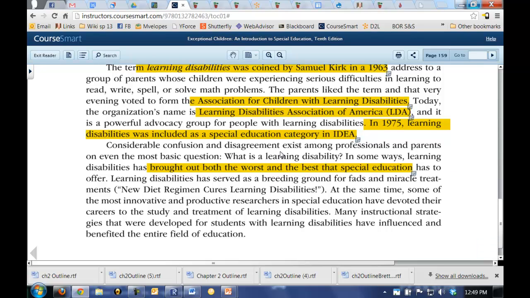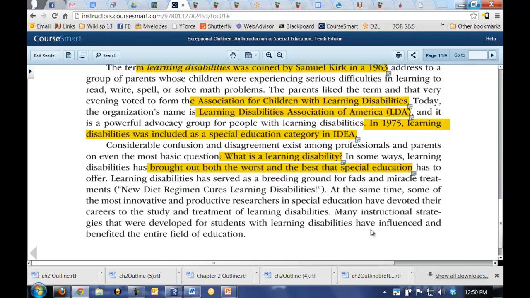Considerable confusion and disagreement exist among professionals and parents, even on the most basic question: what is a learning disability? And I'm telling you, still very controversial. In some ways, learning disabilities brought out both the worst and the best that special education has to offer. Learning disabilities has served as a breeding ground for fads and miracle treatments, and at the same time, some of the most innovative and productive researchers in SPED have devoted their careers to the study and treatment of learning disabilities.